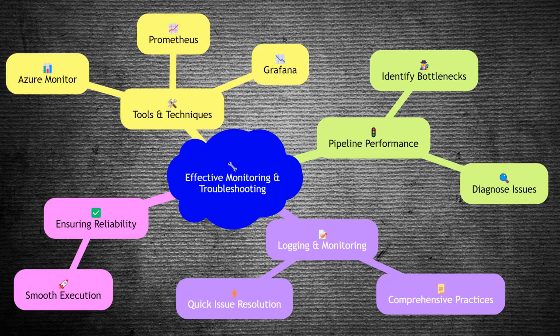Effective monitoring and troubleshooting are essential for maintaining the health of your pipelines. We'll discuss the tools and techniques for monitoring pipeline performance, identifying bottlenecks, and diagnosing issues. This includes using logging and monitoring tools like Azure Monitor, Prometheus, and Grafana. By implementing comprehensive monitoring and troubleshooting practices, you can quickly identify and resolve issues, ensuring smooth and reliable pipeline execution.